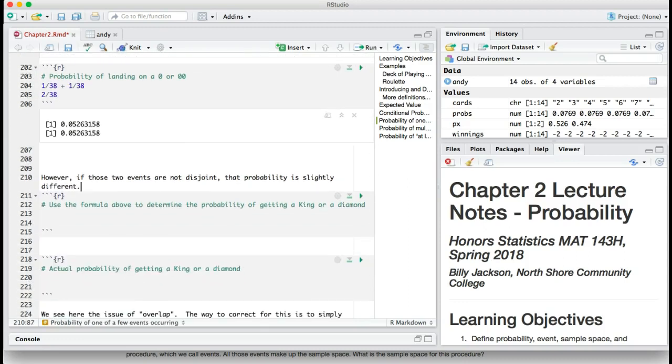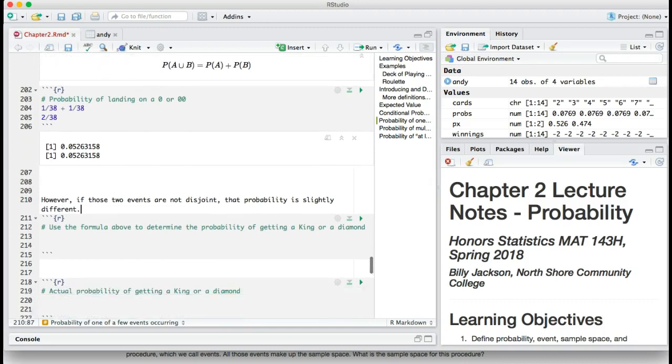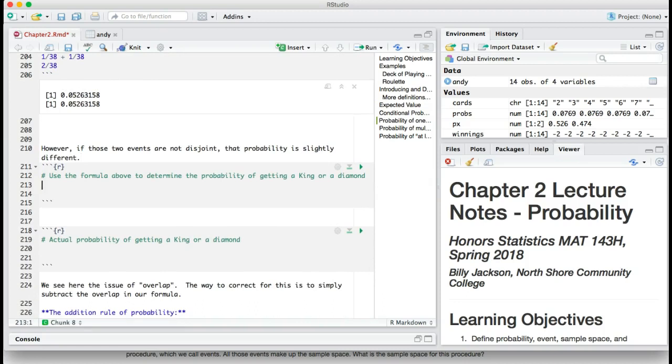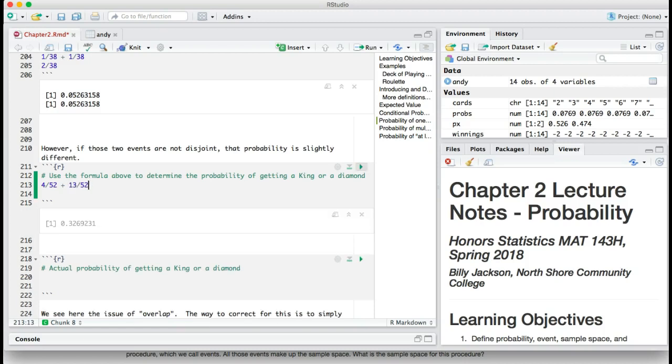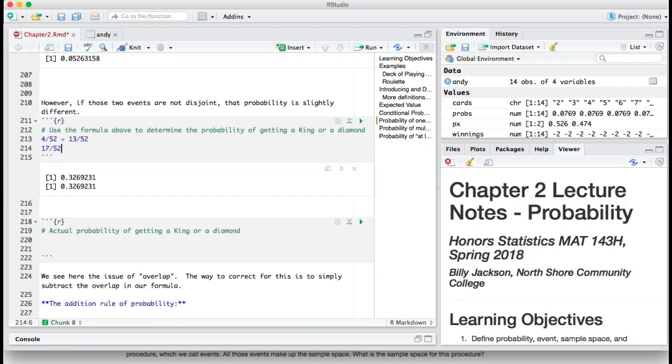However, if those two events are not disjoint, that probability is slightly different. Let's consider that formula above, which is that you just add the two probabilities together, and try it with this example. Use the formula above to determine the probability of getting a king or a diamond. By that formula, if you just added the probability of getting a king, 4 out of 52, plus the probability of getting a diamond, which is 13 out of 52, you would get 17 out of 52, which is about 0.3269. Now, in actuality, that's not true.